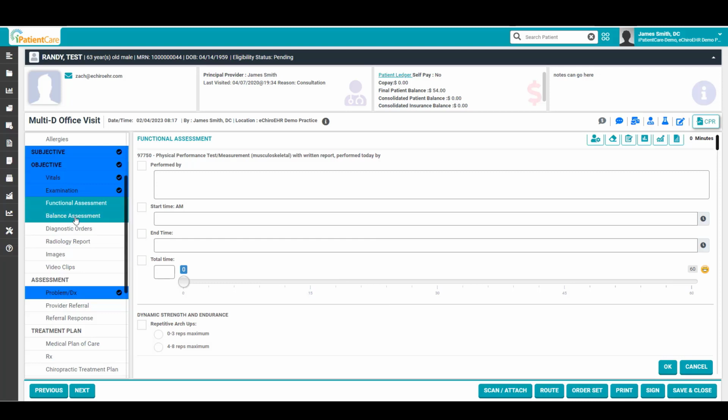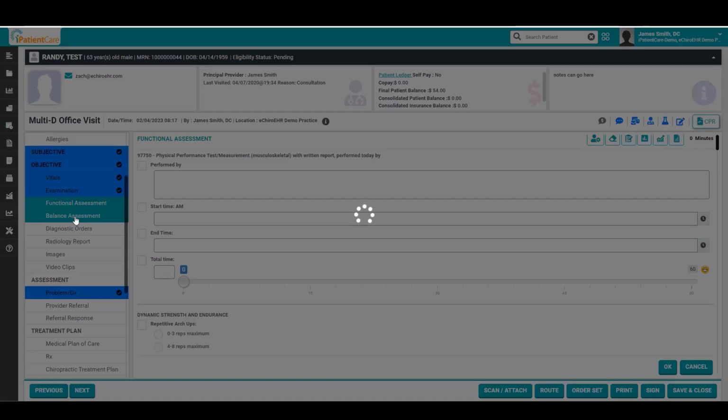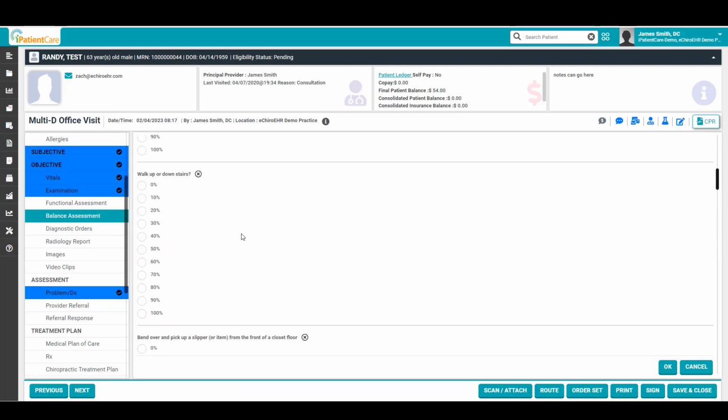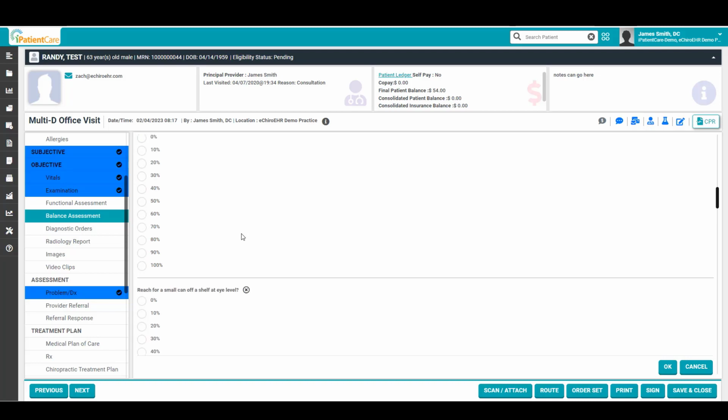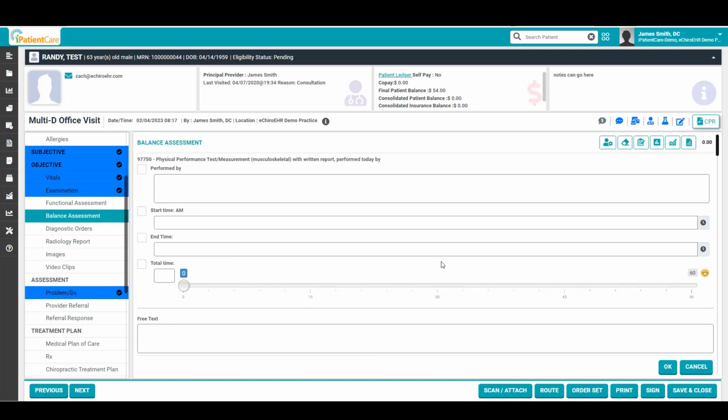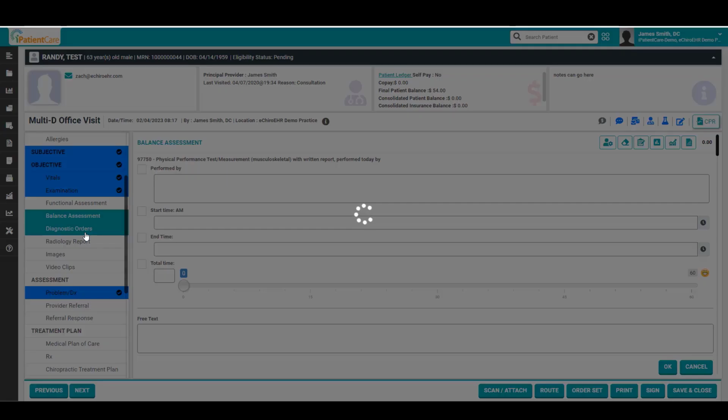Below the functional assessment, we have a balance assessment section. And along similar lines, we identify what are those outcome tools that are important for determining the patient's balance assessment, and those live in this particular section. Next, we have diagnostic orders.